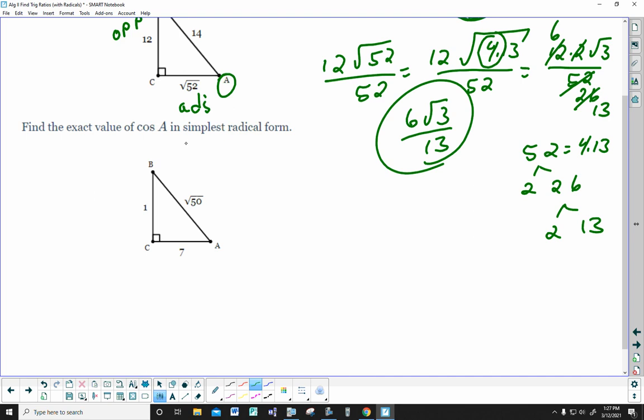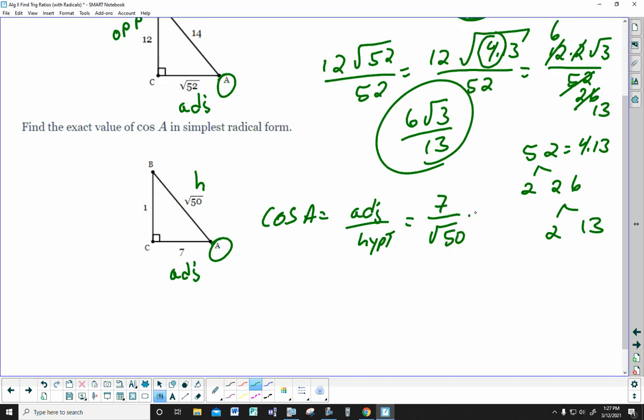Okay. Cosine. Cosine of A is equal to your adjacent over your hypotenuse. So adjacent, if this is A, this is your adjacent side, this is your hypotenuse. So it'd be 7 over the square root of 50. Multiply the top and the bottom by the square root of 50 to get the square root of 50 out of the bottom. So I have 7 square roots of 50 over 50.